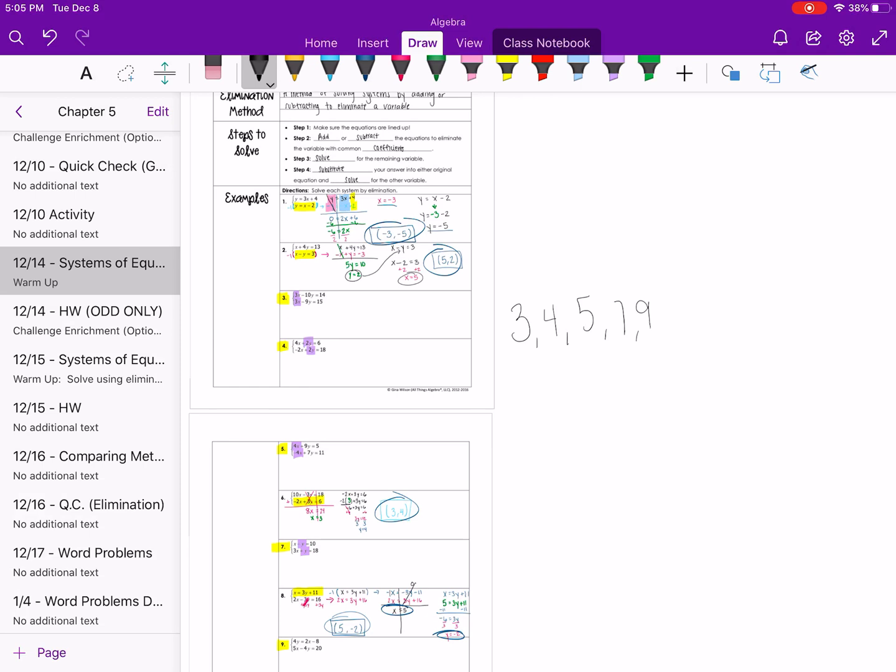You're more than welcome to do those on your own because I will be checking them in your OneNote. If you would like to hop into my Zoom room, I'll be sitting there waiting to help anybody that needs it. But feel free to just kind of work on your own for the rest of our class time.